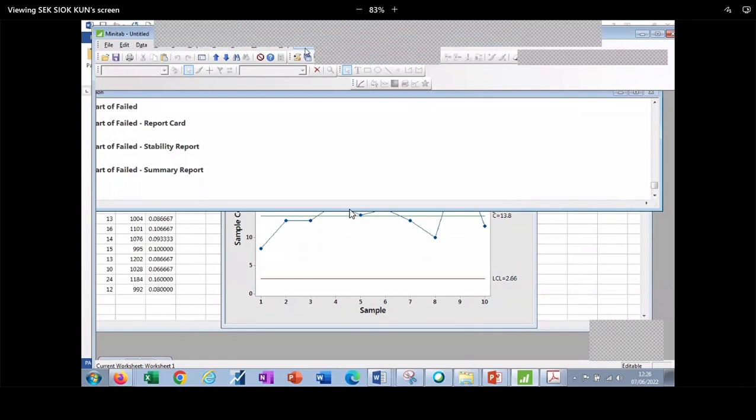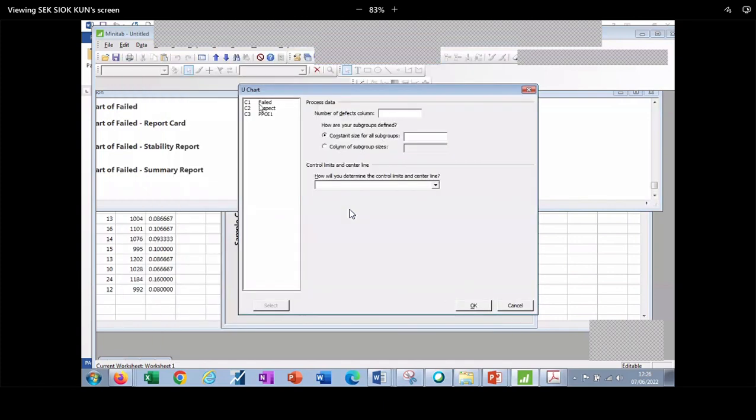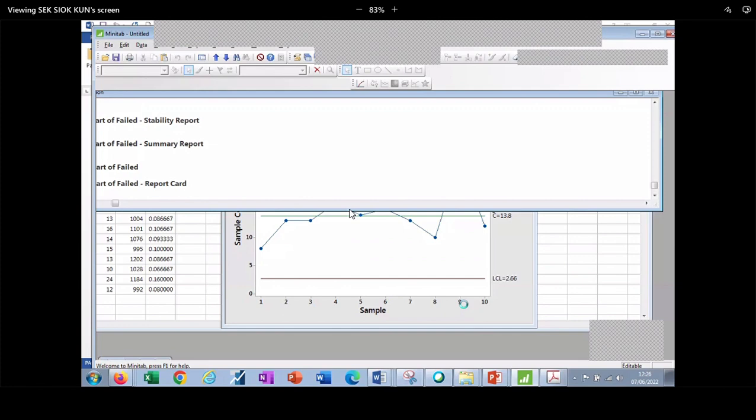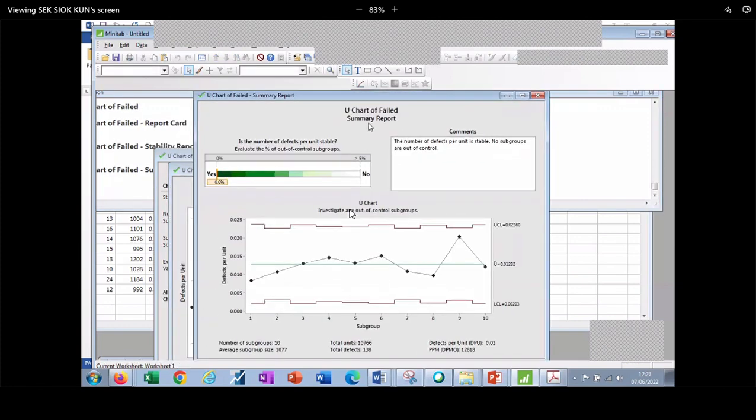So Assistant, control chart, U chart. We'll do the same with the U chart here. Again, here also I estimate, I don't know. Again, it gives me a different report. This is a summary report.